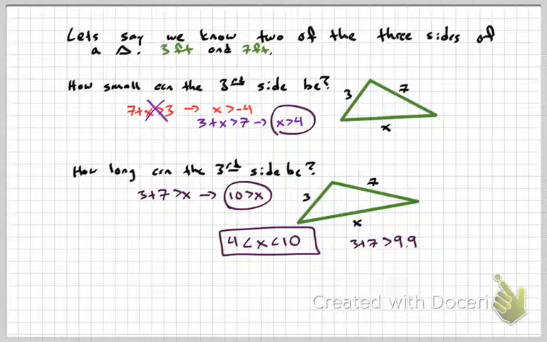Okay. So to recap this, it's always the smallest that you know plus your unknown is greater than the larger of the two that you know. That gets you your minimum value. And then the two that you know, add them together, greater than your unknown. And it'll be like that every single time.